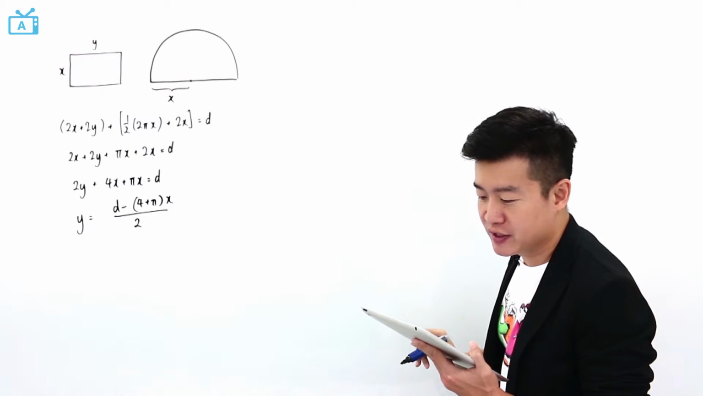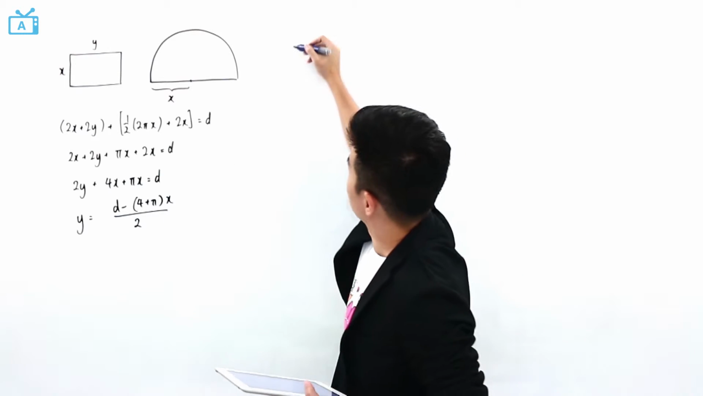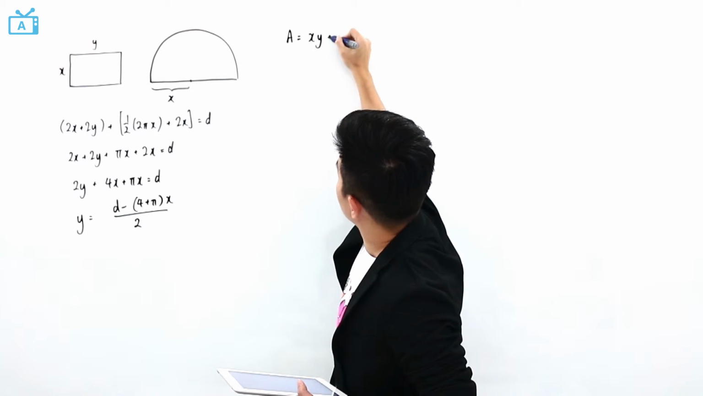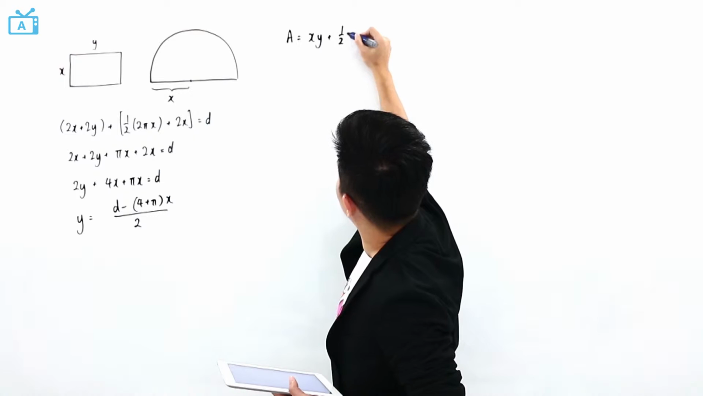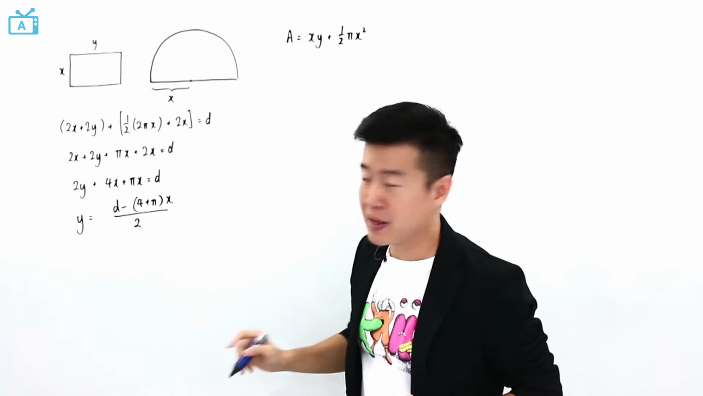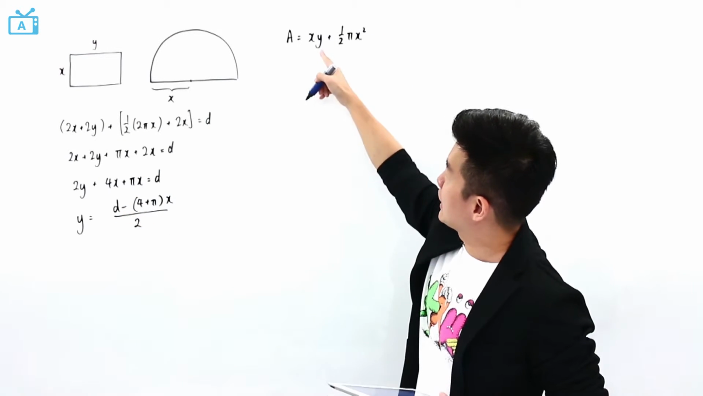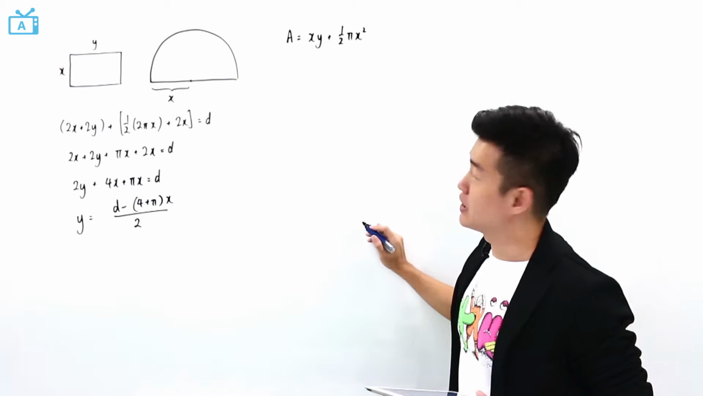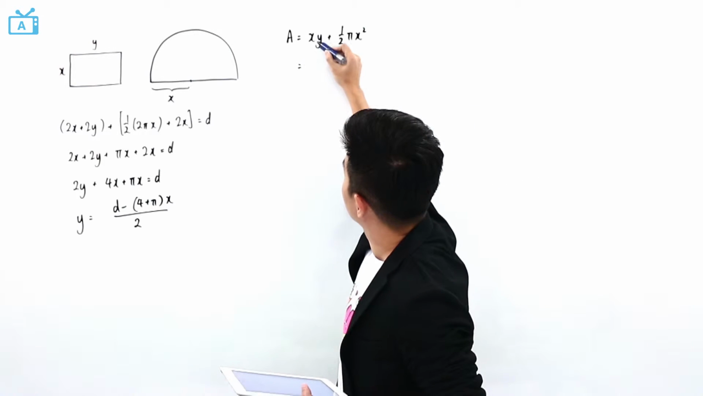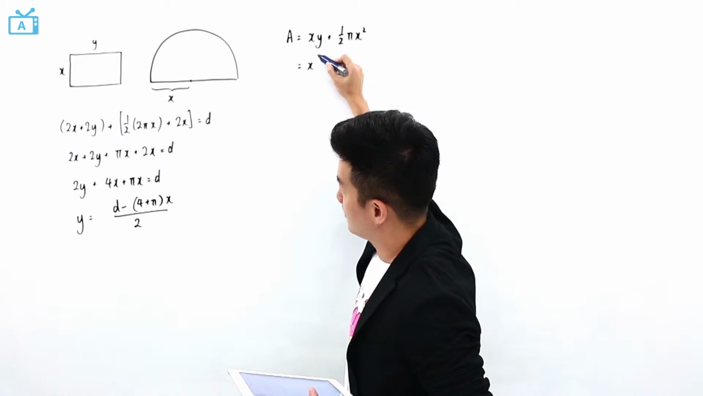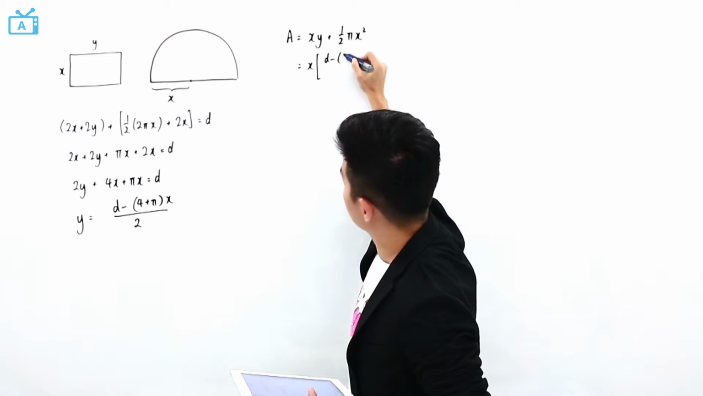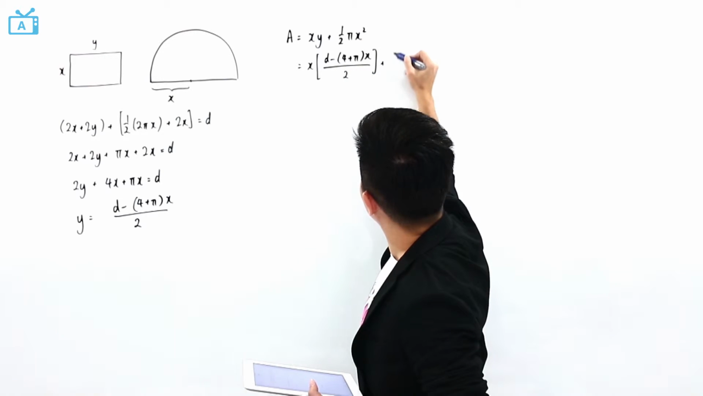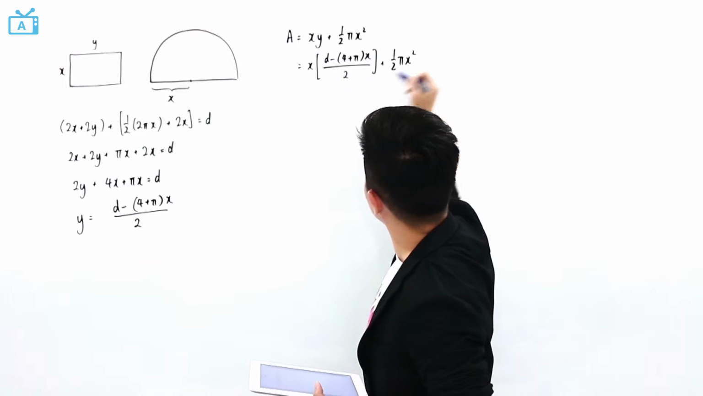And what we are looking for is to maximize the total area of these two shapes. I'm going to call the total area A, and the area of the rectangle is x times y, and the area of this semicircle is half pi r squared, so half pi x squared. And the reason why we have done this is so that I can replace this y here with x, so that A can be expressed in terms of purely just one unknown, which is x. So this is going to be x multiplied by y, which is d minus 4 plus pi x divided by 2, plus half pi x squared.